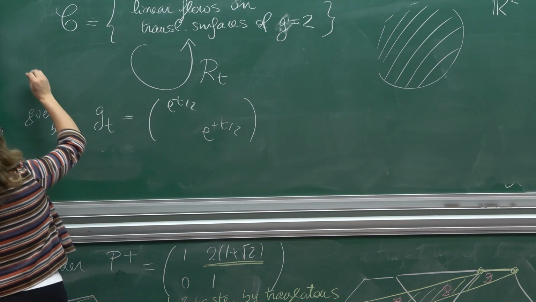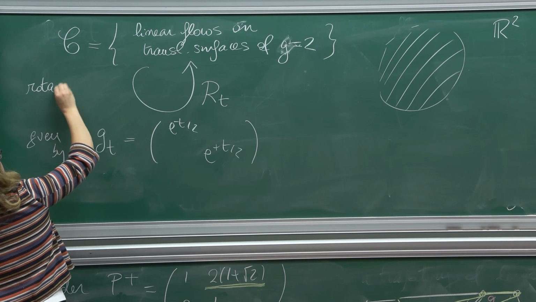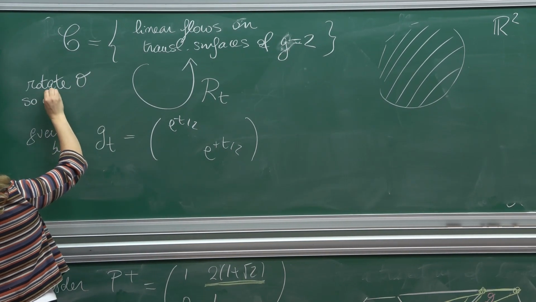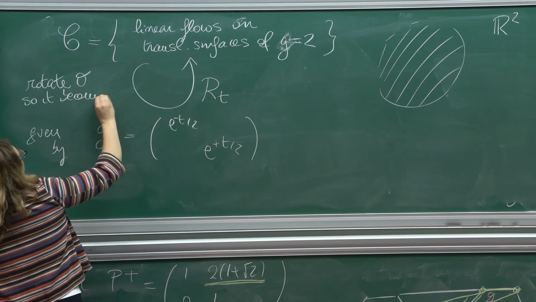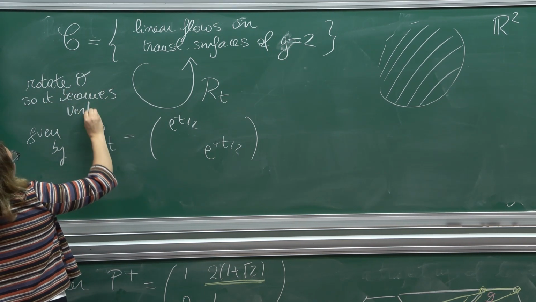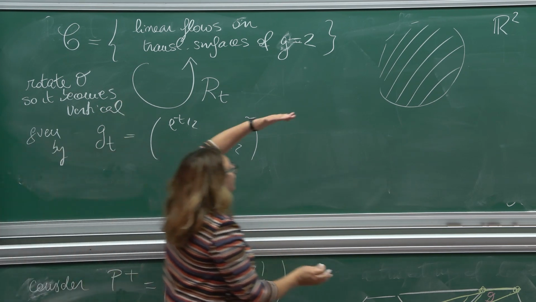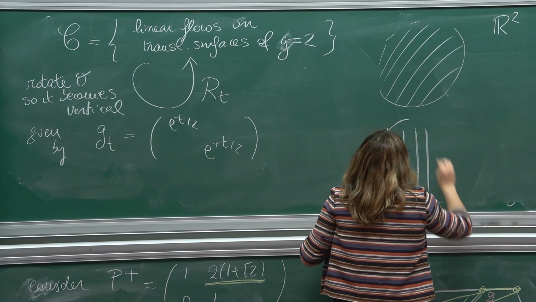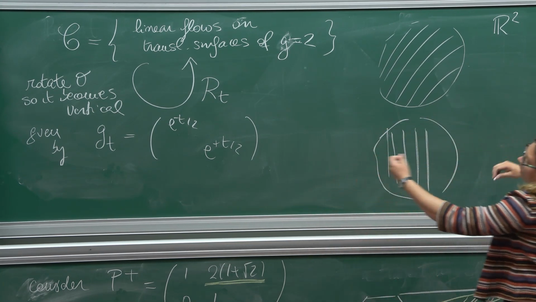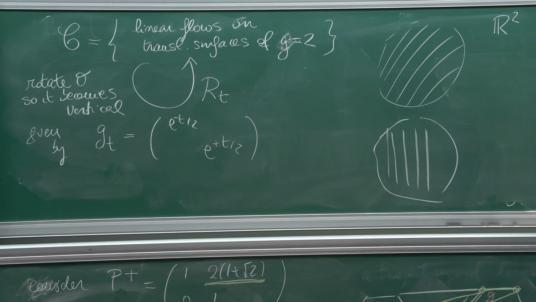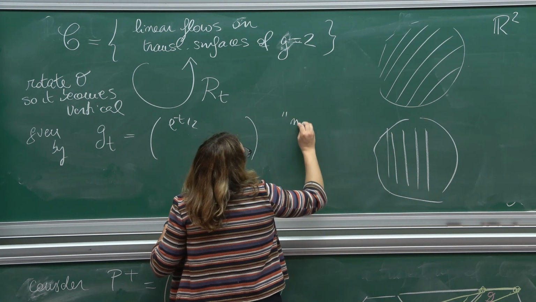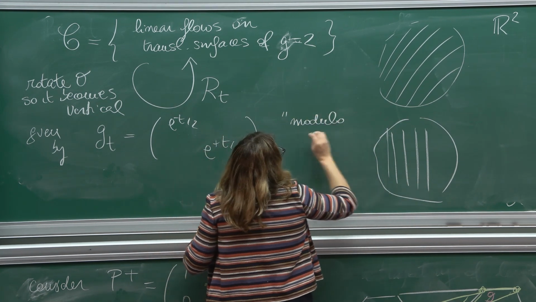OK, sorry. Rotate theta so that it becomes vertical. So if I'm interested in studying a certain flow, I can first of all rotate my surface so it becomes vertical, and then I can start contracting the flow direction vertical and expanding the horizontal. But you have to remember that you are always allowed modulo cut and paste.